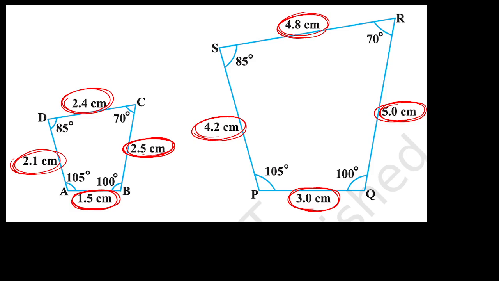So in the case of quadrilaterals, two quadrilaterals are said to be similar if and only if two conditions are satisfied. Two conditions to be satisfied in the case of quadrilaterals. Okay. So I will write here. You may write it. Two quadrilaterals.